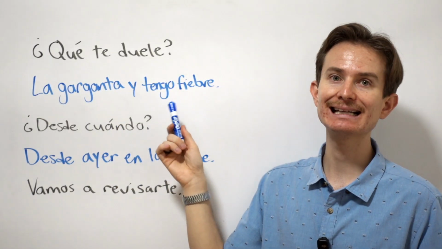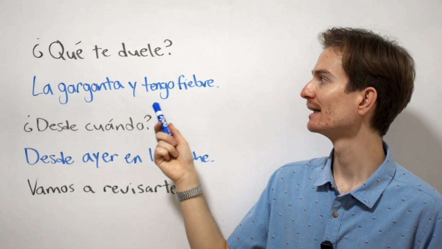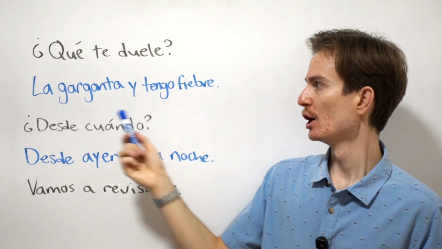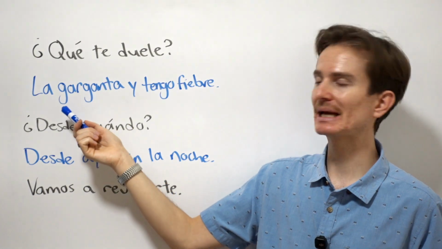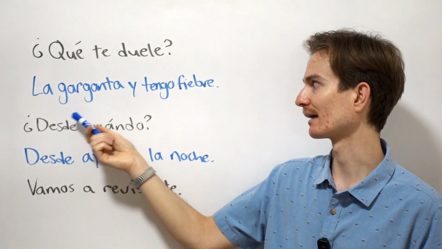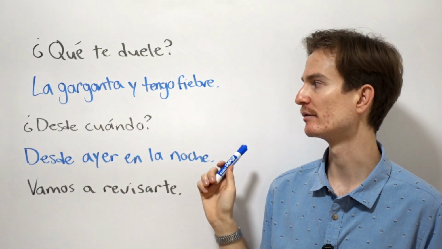La garganta y tengo fiebre. My throat and I have a fever. You could say la garganta, you could also say mi garganta. Both work. La garganta y tengo fiebre and I have a fever.